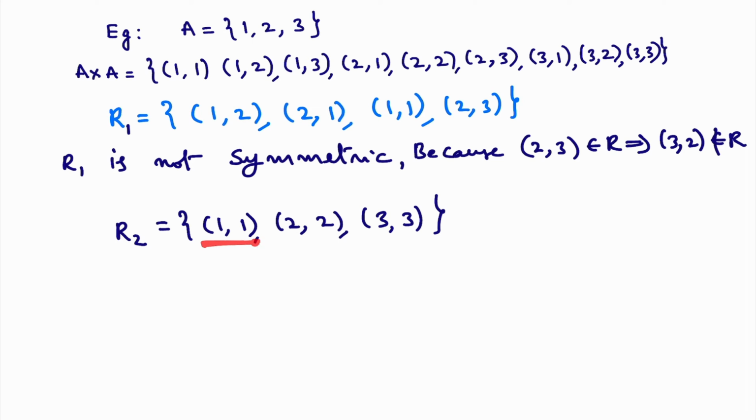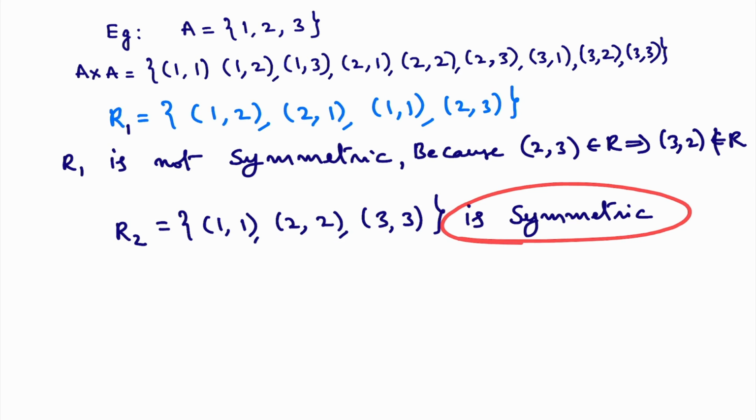So come to the next ordered pair. Does it pass the symmetric test? Yes. Come to this (2, 2). The reverse order of (2, 2) is there in this. This type of elements always passes the symmetric test. No need to check. Yes, this passes. You observe here (3, 3). Yes, this type of elements always passes the symmetric test. For (3, 3), the reverse order is also (3, 3), and (3, 3) is there in this relation. So this relation is a symmetric relation.